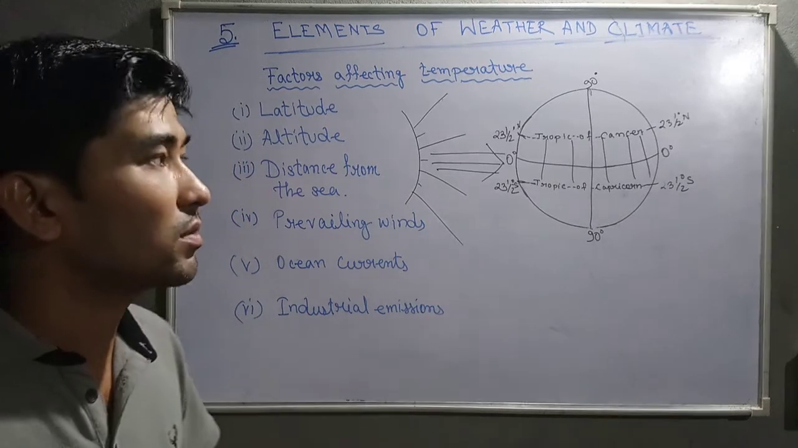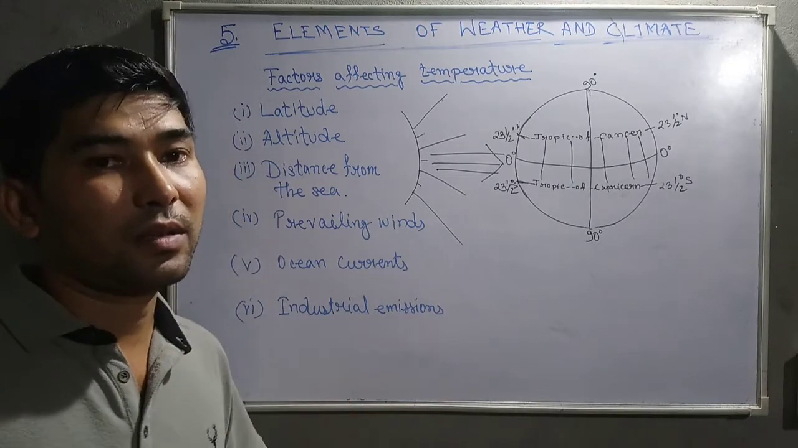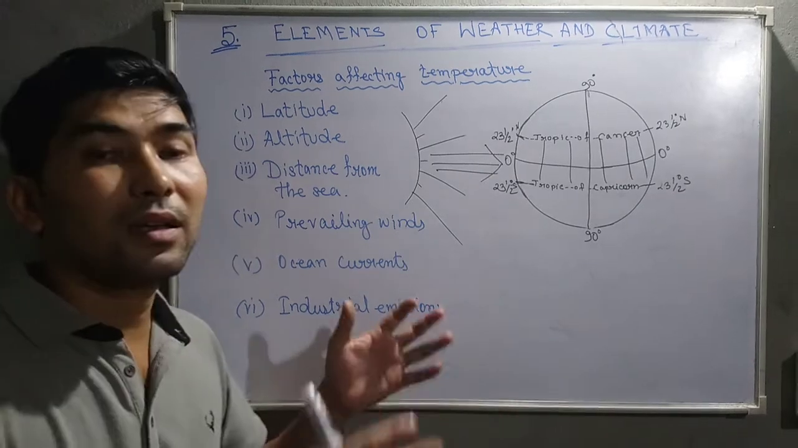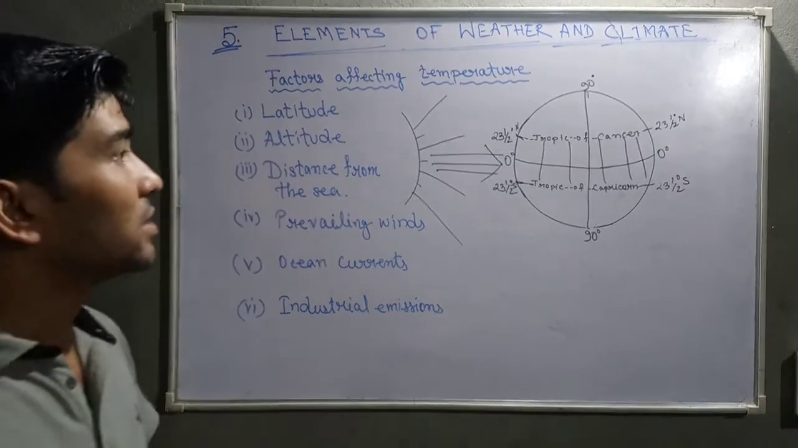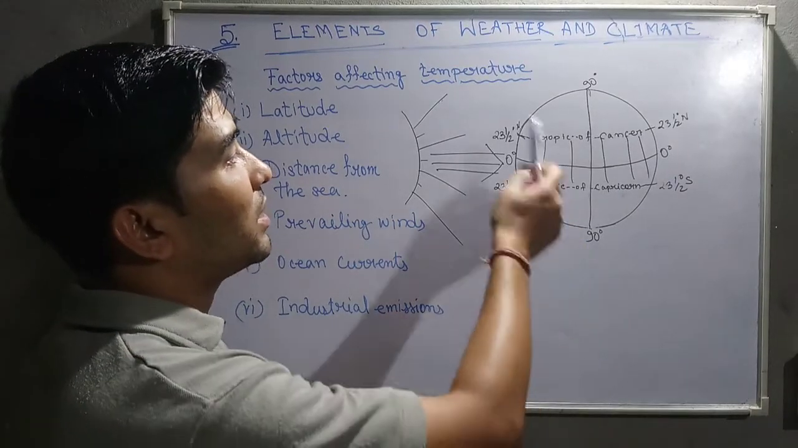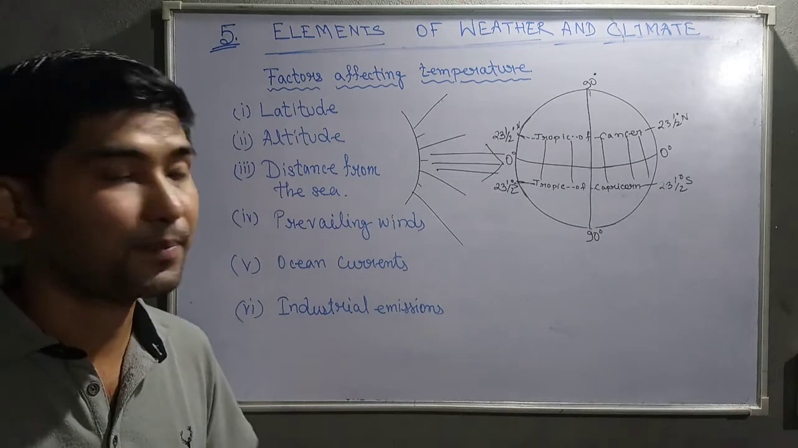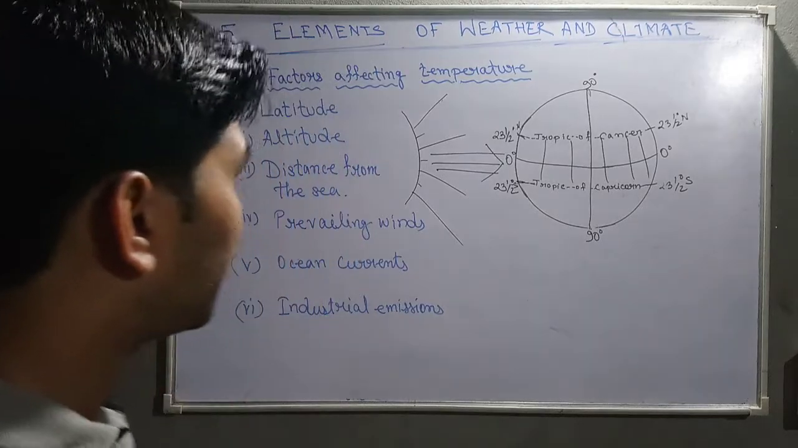Africa is hotter as it is in the torrid zone, whereas Antarctica and many other areas nearby the poles are cooler. Then comes to latitude.